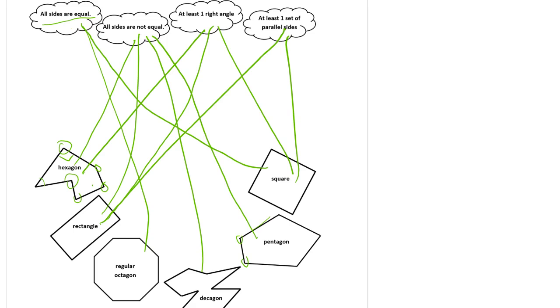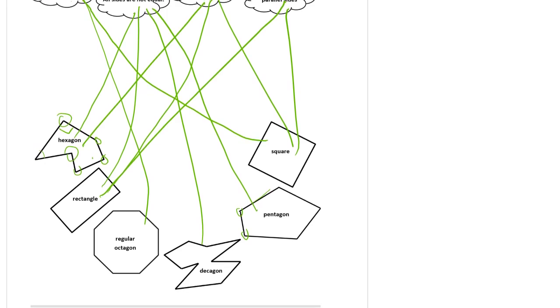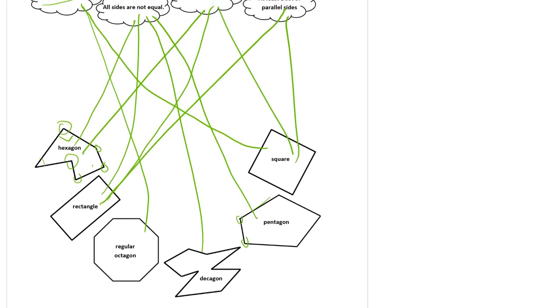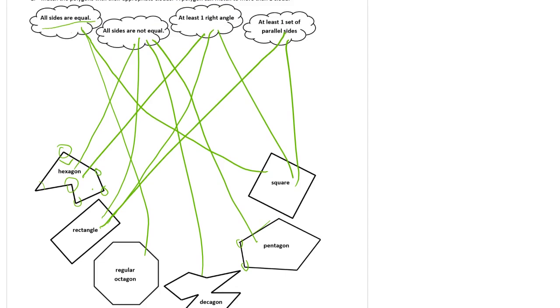The decagon, I don't see any parallel lines there. The rectangle, of course, already got that one. And the hexagon, I don't see any parallel sides. This regular octagon does. It has a lot of parallel sides because if you look at it, here the top and the bottom are parallel. And that's enough. That's one set right there. But if you keep looking, you'll see that all the sides are parallel to another side. So that regular octagon also counts.